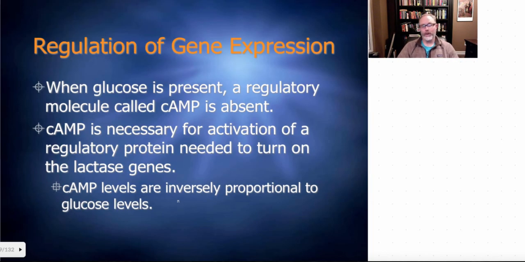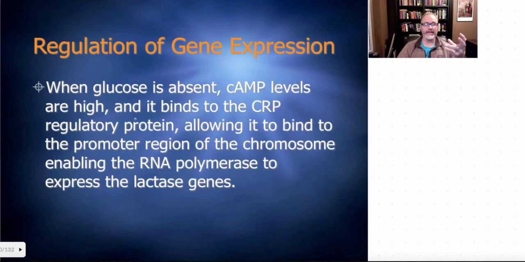Okay, so what's basically going on is when we have glucose, we have this regulatory molecule called cyclic AMP or cAMP. Okay, and cAMP is necessary to activate a regulatory protein to turn on the lac genes. So in other words, the cAMP levels and the glucose levels are inversely proportional to one another. When the glucose levels are high, cAMP levels are low, and we don't express any of the lac genes. However, when the glucose levels are low, now the cAMP levels are high, and then what we're going to be able to do is activate these genes necessary for breaking down the lactose.